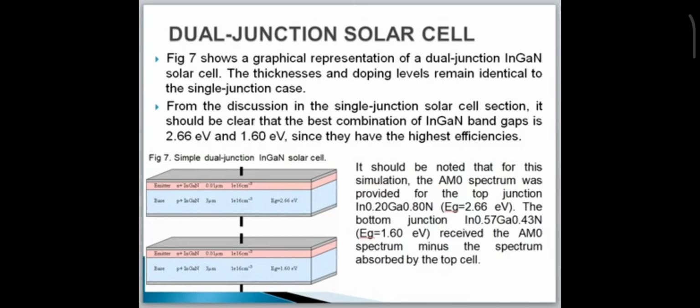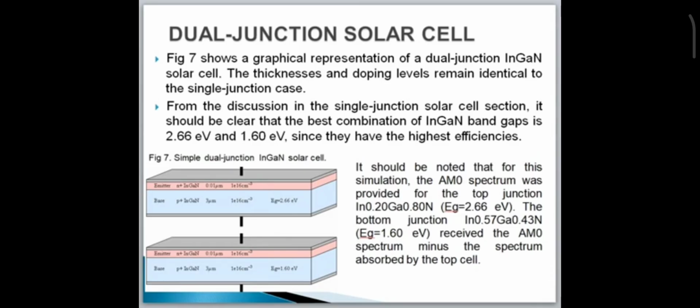Next is the dual junction solar cell. Figure 7 shows a graphical representation of a dual junction indium gallium nitride solar cell. The thickness and doping level remain identical to the single junction case. From the discussion in the single junction solar cell section, it should be clear that the best combination of indium gallium nitride band gaps is 2.66 electron volt and 1.60 electron volt, since they have the highest efficiency.